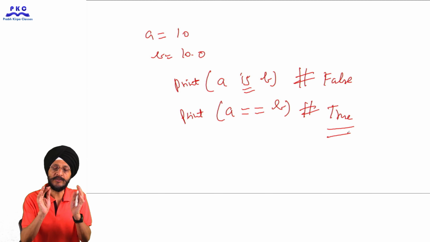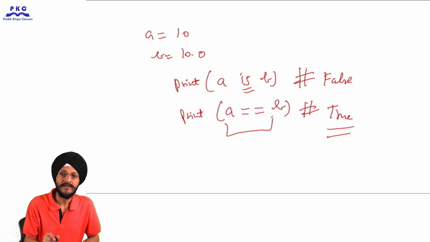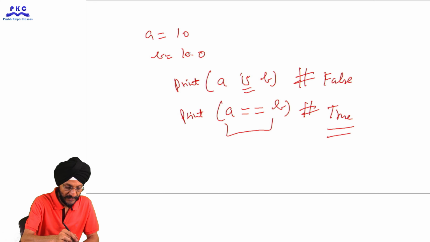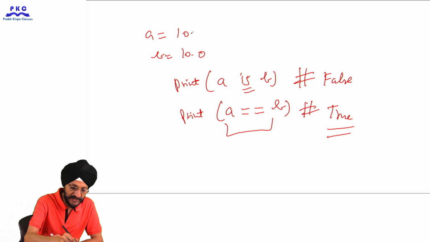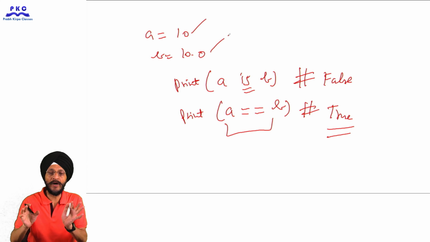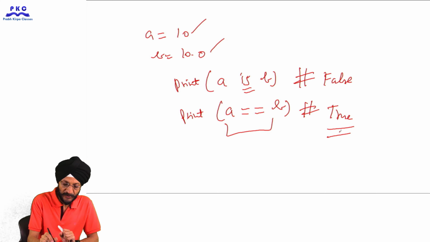Why? In case of the equality operator, it is only concerned with value. Here the value of both is the same, 10 and 10.0. The integer value and the floating value are considered equal in value by Python. So the result will be true.